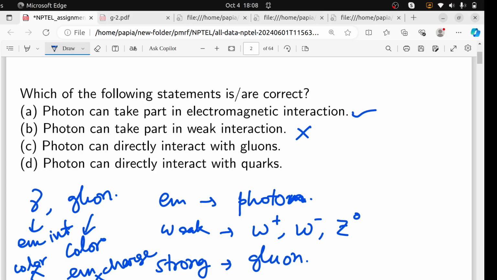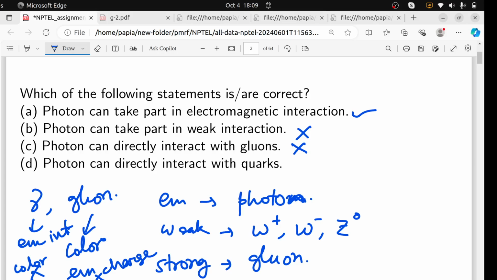Why the word direct? Obviously they can interact indirectly through a loop level, but for the tree level calculation, as a direct interaction, the interaction between photon and gluon should not be possible, because photon does not have color charge and gluon does not have electromagnetic charge. Photon will interact only with particles which have electromagnetic charge, and gluon will interact with particles which have color charge. But photon and gluon are totally complementary to each other, so they will not directly interact with each other. So that is not going to happen.